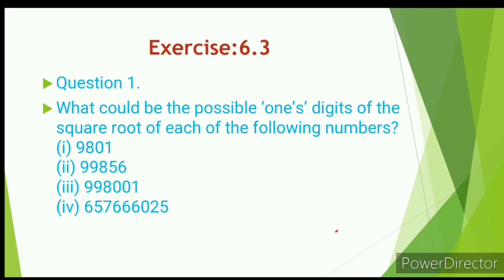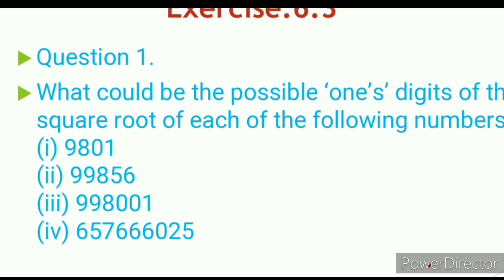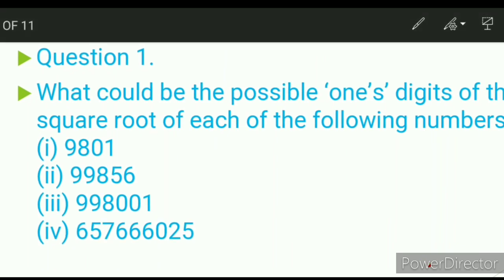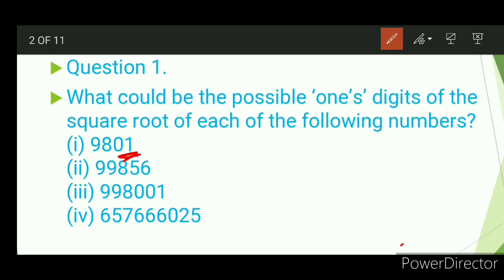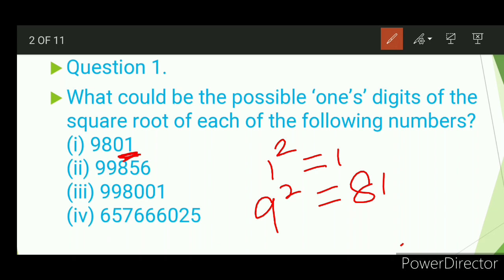They are just asking what could be the possible ones digits of the square root of each of the following square numbers. Here there are four square numbers given. They are asking the ones digits of its square root. For that, look at the ones digit of the square number. Here 1 is the ones digit. So that 1 is possible for 1 square, 1, and 9 square, 81, isn't it?